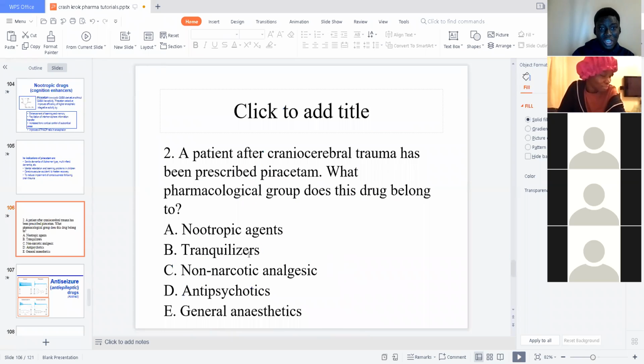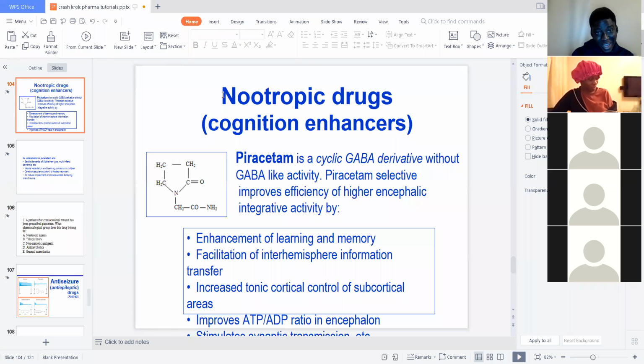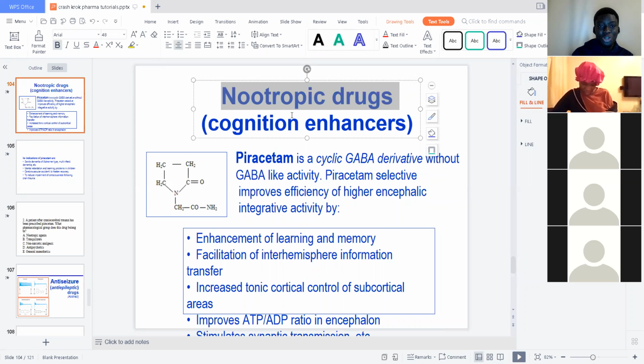Okay. Winnie. A patient after craniocerebral trauma has been prescribed paracetamol. What pharmacological group does it represent? Antipsychotic. Try again. Winnie, try again. Nootropic agent. Yes, that's correct. So we can see here, paracetamol is a nootropic drug.